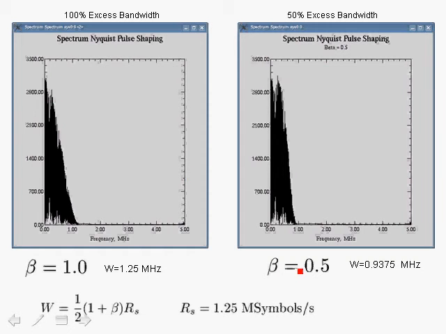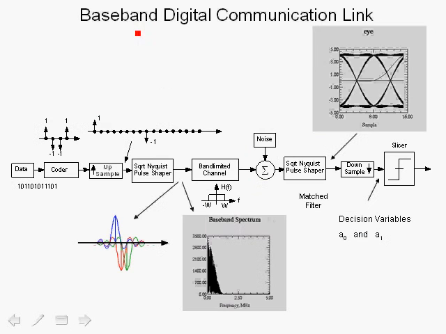If we use a roll-off factor beta equals a half, then you can see that our bandwidth requirements have shrunk, and the total occupied bandwidth is 0.9375 megahertz. And this is going back to this equation over here, where the bandwidth is related to the roll-off factor and the symbol rate. In this case, the symbol rate was 1.25 megasymbols per second.